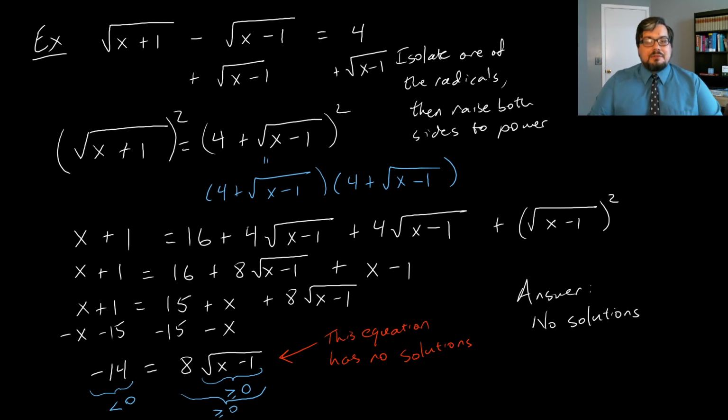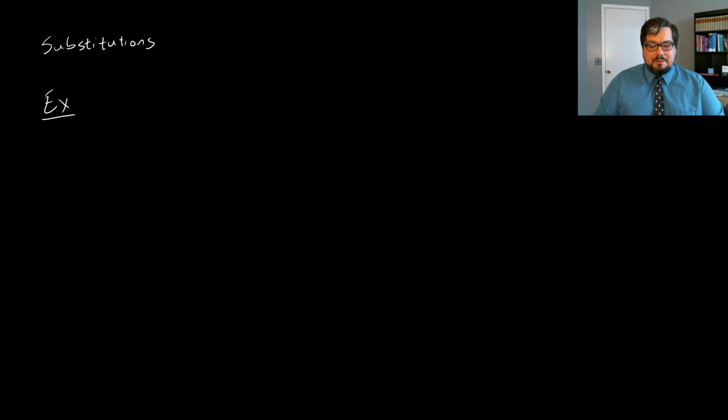All right, the last topic from this section is what we do when we've got equations that might have some radicals, might have some rational powers of variables. And one of the techniques that we can sometimes use is to do a substitution. So let's consider the following example.